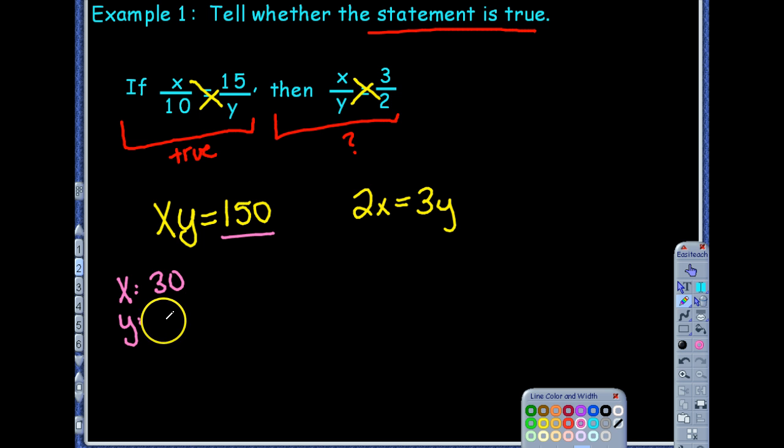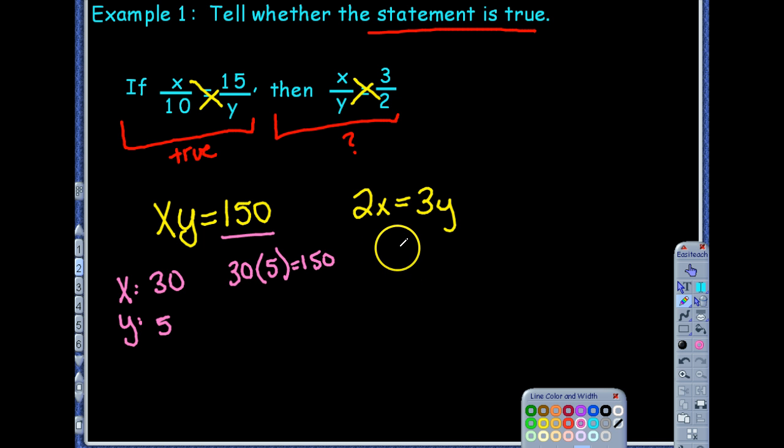All right, so then y would have to be 5. Okay, so I know that if I do the 30 times 5, that gets you the 150. That does work. And you can also see that in the original proportion. If I put 30 in for x, 30 over 10 is 3, and 15 over 5 is 3 as well. So that's another way you can look at it.